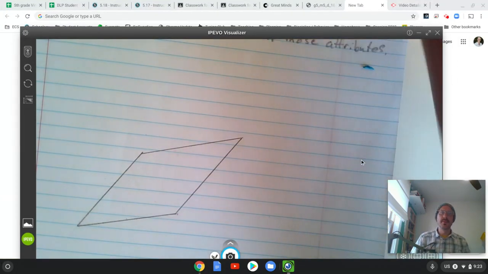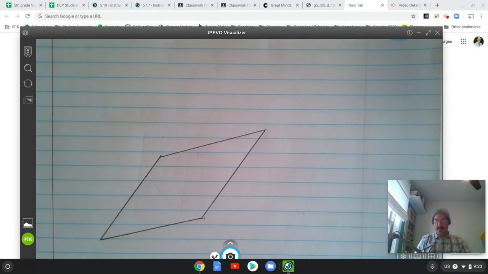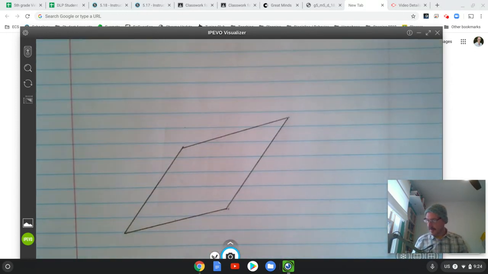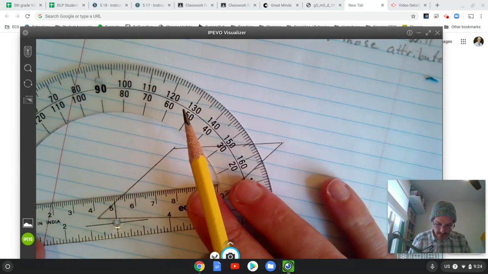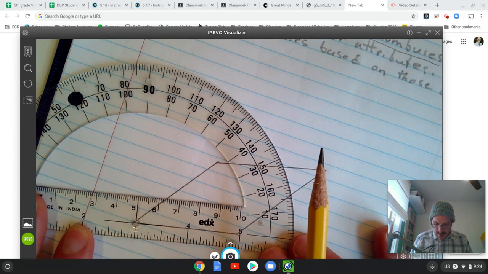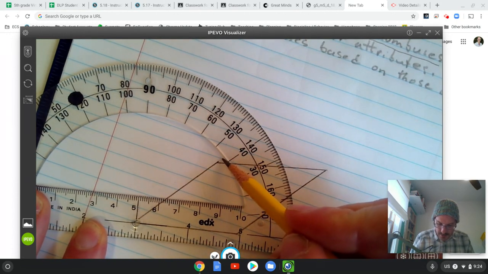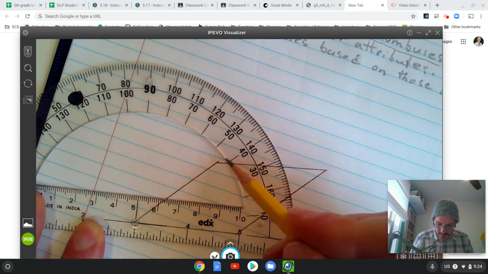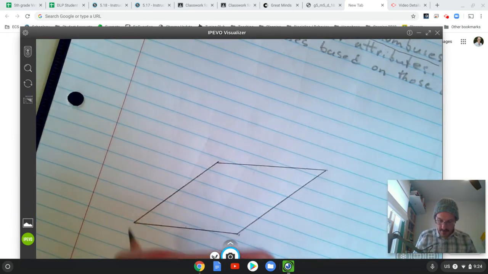Okay, so now I want to move on to measuring the angles and studying the diagonals. Okay, so let's measure these angles. If you have a protractor, I want you to be measuring the angles. All right, so this angle, if I extended this line up, it would get up to 40, let's say 45. Maybe it's closer to 43, but let's say 45.